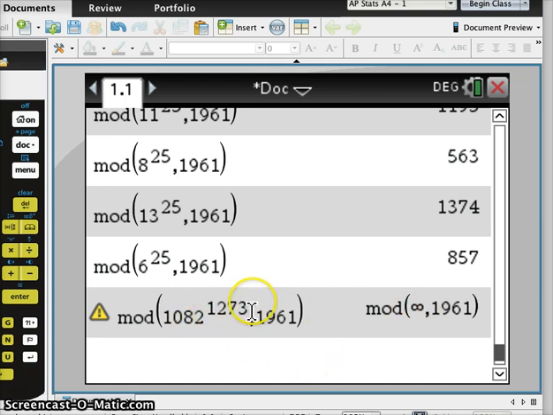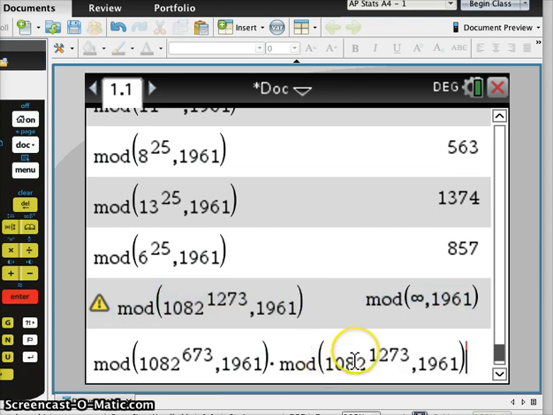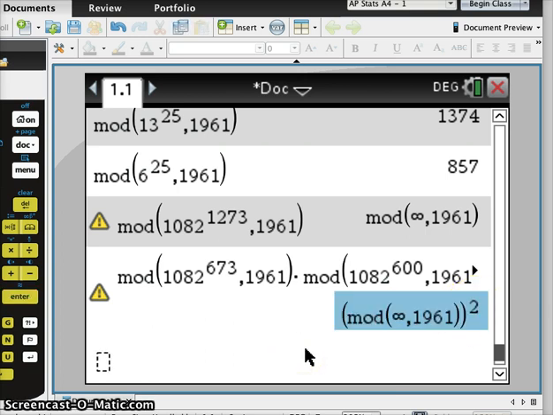So we'll have to do what they said in the book, which was, let's split this 1082 to 1273 into two factors, and then let's try to mod those separately and then mod that product, and that would be a smaller job. Well, that sounds great, but even as a smaller version, like I could do this as a 673 times, let's say, the power of 600, because those add up to 1273, and guess what? It's still too big. Notice it's just saying squared now. It's kind of funny. So I really got to break this down.